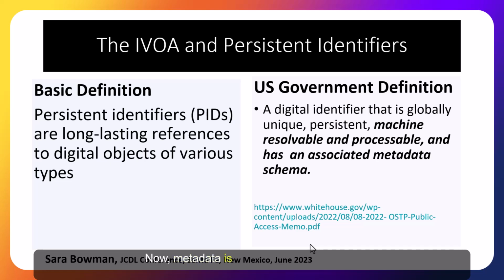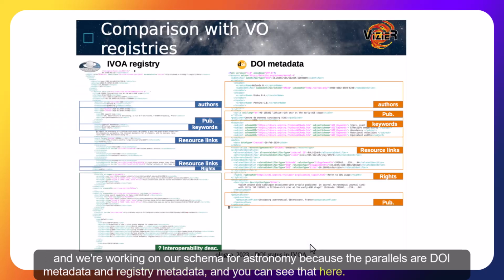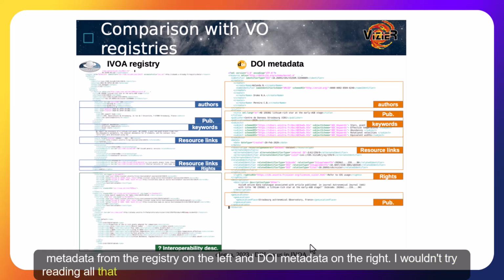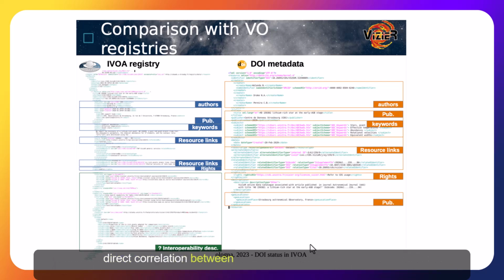Now, metadata is right up the IVOA's alley. And we're working on our schema for astronomy because of parallels of DOI metadata and registry metadata. And you can see that here. That's a summary of metadata from the registry on the left and DOI metadata on the right. I wouldn't try reading all that dense information, but you can see from the labeling that there's a direct correlation between the various classes of metadata.